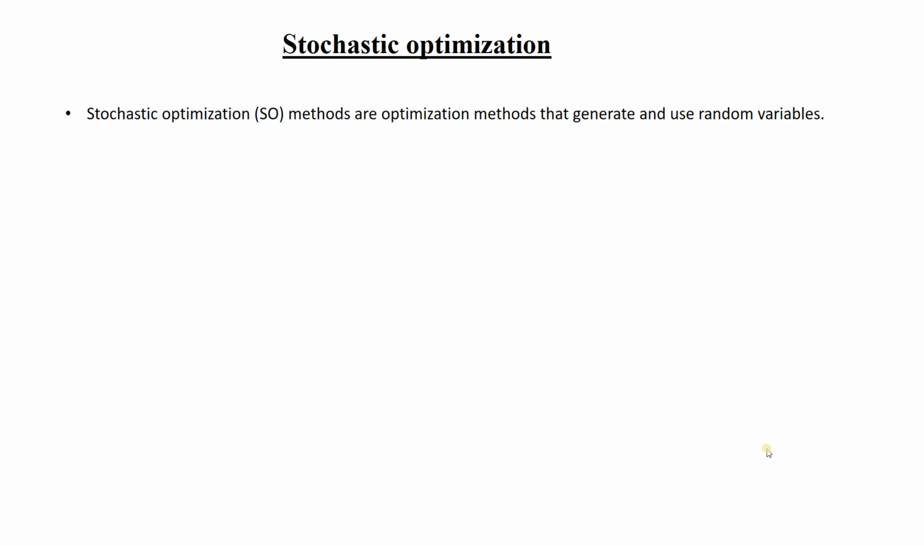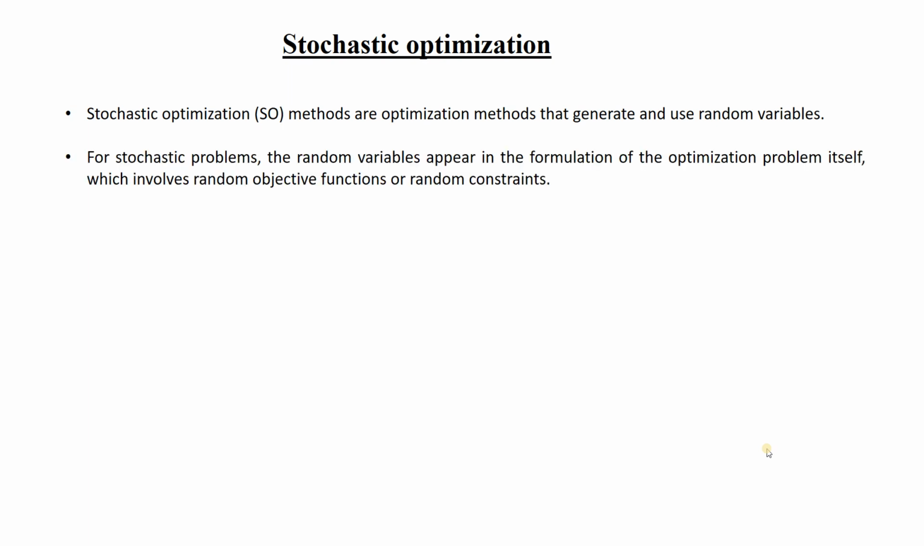Stochastic optimization follows the method of starting with a random value for each control variable. That means you take x1 equals 5, then x2 equals 3. All the x should be within 0 to 5. So x1 is 5, x2 is 3, x3 is 3.5, x4 is 4.2, x5 is 1.7, like this. You start with random values. Then you put in the solutions and you check the comparison. So stochastic optimization methods are optimization methods that generate and use random variables.